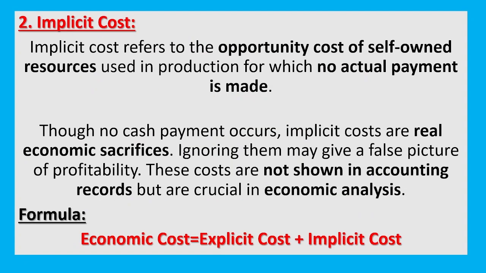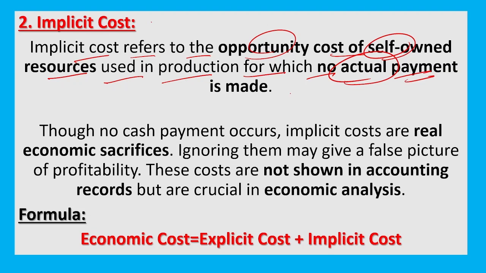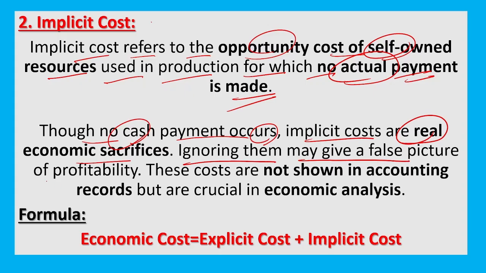Okay. Now, second type is implicit cost. Implicit cost refers to the opportunity cost of self-owned resources, यानी खुद से use किए हुए resources used in production for which no actual payment is made. Means, though no cash payment occurs, implicit costs are real economic sacrifices. Ignoring them may give a false picture of profitability. These costs are not shown in accounting records but are crucial in economic analysis.